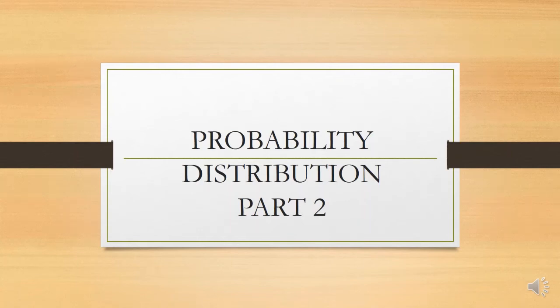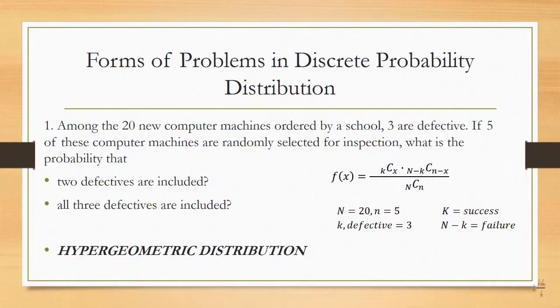Let's have part 2 of the probability distribution. As we have discussed, we are on the discrete random variable. Now, let's go back to the first problem that we have on the forms of discrete probability distribution. I have already discussed how to identify the hypergeometric distribution, and now we will discuss how to solve these problems.